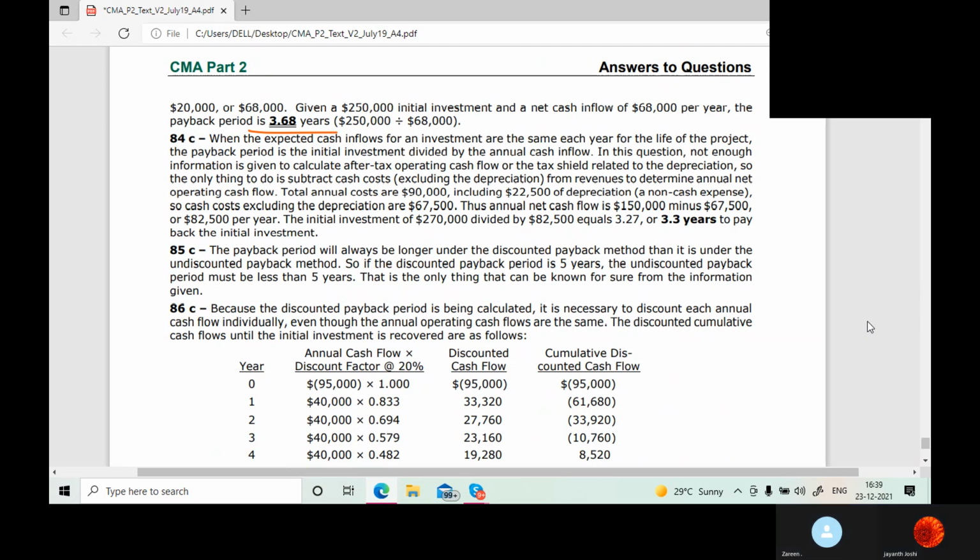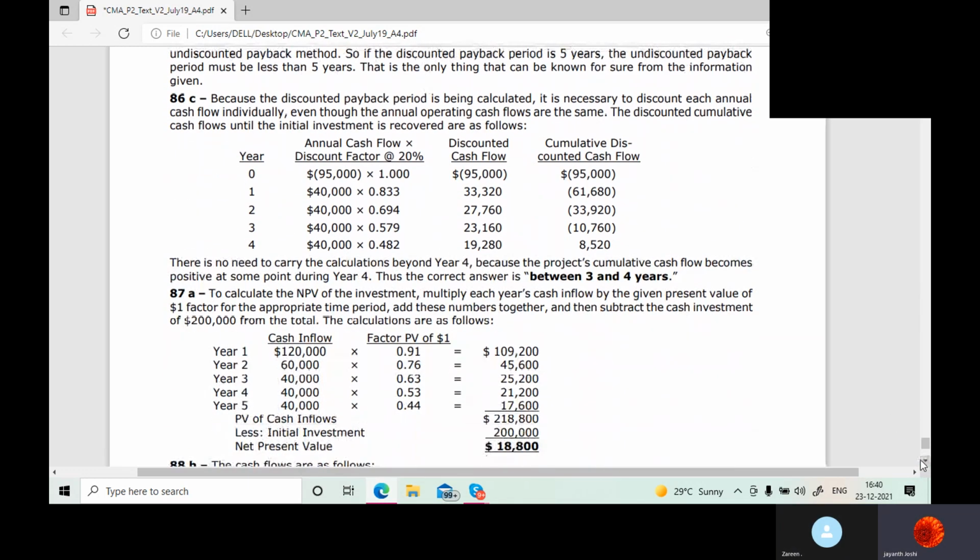Yes, sir. So we should exclude that then. It would be 90,000 minus 22,500, which is 67,500. Then 150,000 minus 67,500 will be 82,500. So now 270 divided by 82,500, so 3.2 years, 3.3 years approximately. Correct? Yes, 3.3 years. Done.